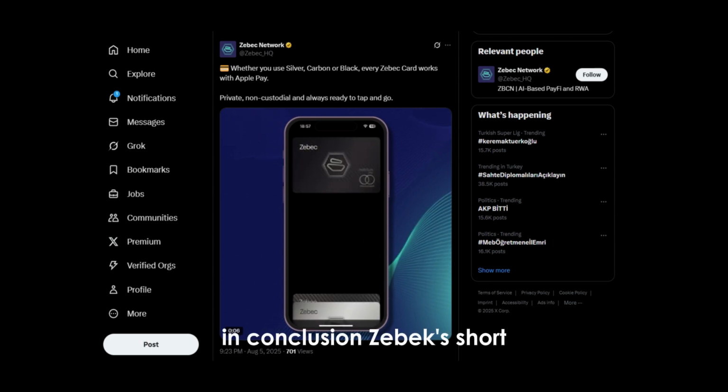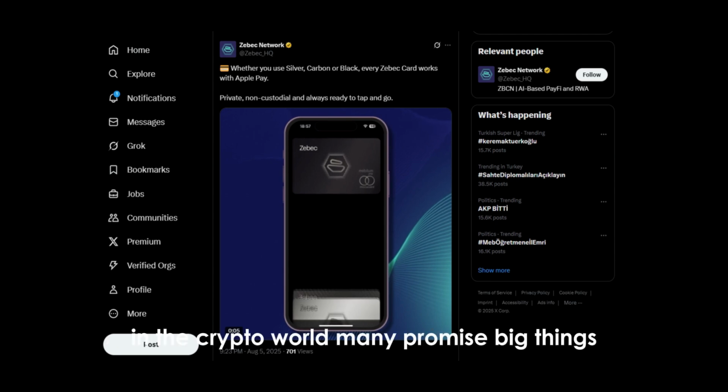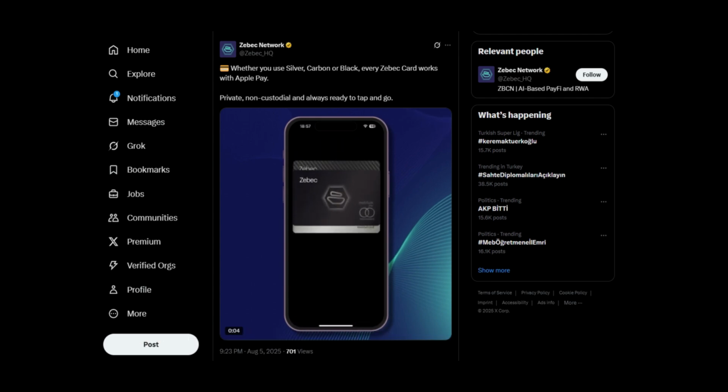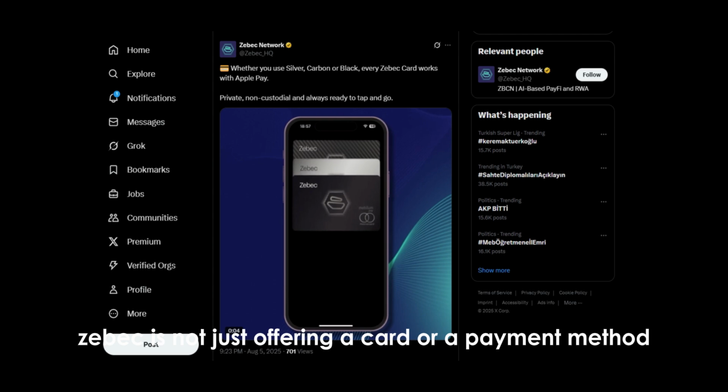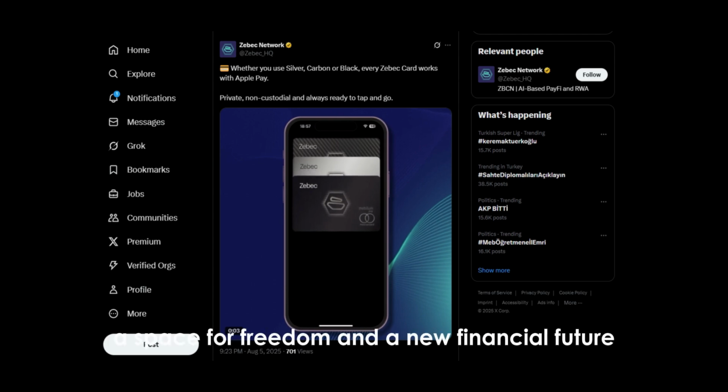In conclusion, Zebec's short but deeply meaningful tweet reflects just a small glimpse of a much larger journey. In the crypto world, many promise big things. Few deliver on those promises in real life. Zebec is not just offering a card or a payment method, it's offering a vision, a space for freedom, and a new financial future.